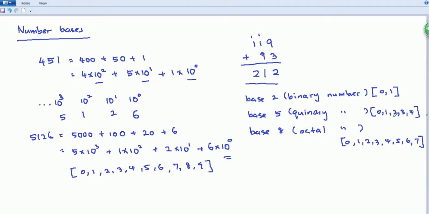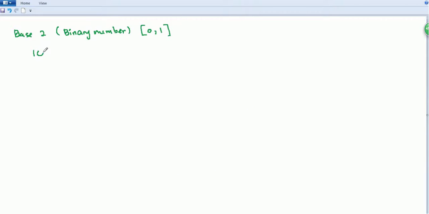Okay, so let us focus on base 2 first. Let's say we have the number 1010. Because this is base 2, I have to write a small 2 here, to let people understand that now I'm using base 2. Because this is base 2, the place value will be 2 to the power of 0, 2 to the power of 1, and sorry, I made a mistake here. 2 to the power of 2, 2 to the power of 3, and so on.